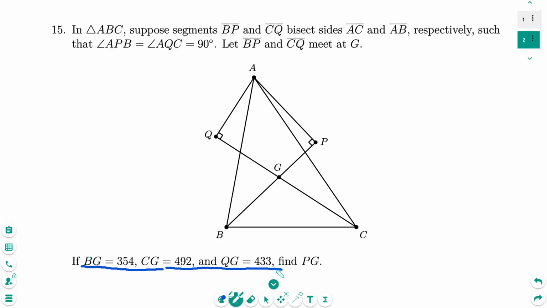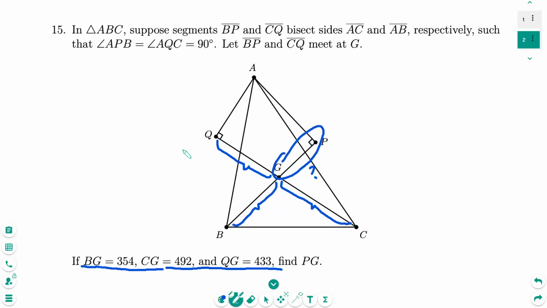So let's see what information we're given. We're given BG, we're given GC, and we're given QG. And what we want to find is GP. So it's kind of symmetric in that sense.